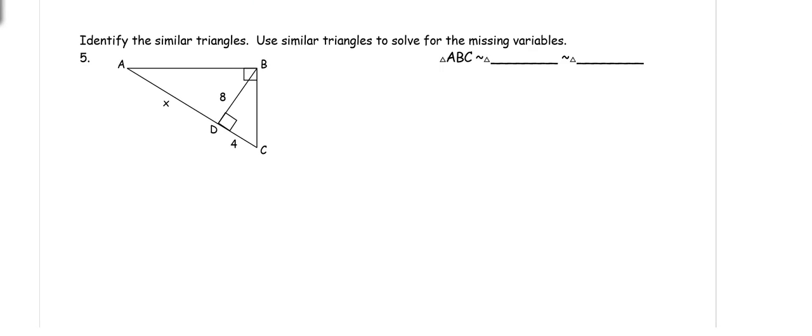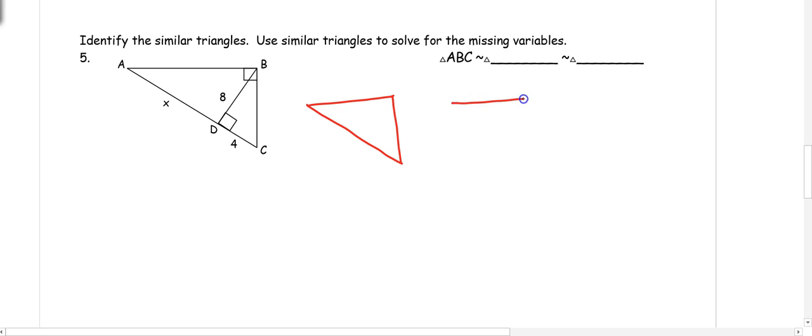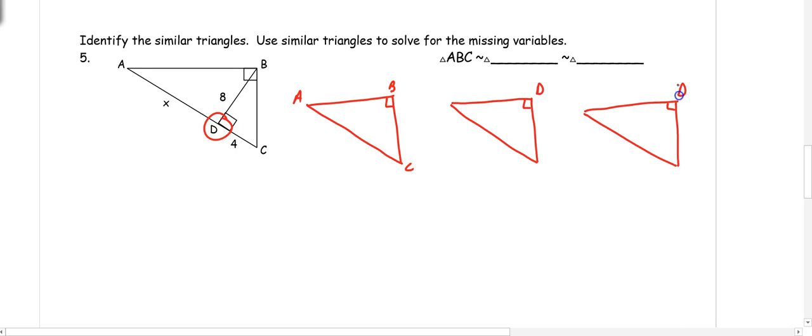So number 5, identify the similar triangles and then use the similar triangles to solve for a missing variable. So I'm going to redraw my 3 triangles. Notice I changed the orientation of the triangles because of the picture. So I have the triangle A, B, C. B is our right angle. In the other 2 triangles, D is now the right angle.